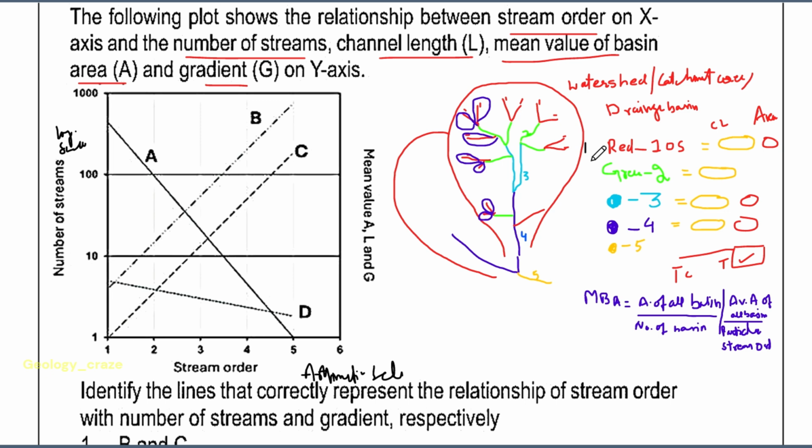First order, I will write 14. In second order, 1, 2, 3, 4, 5, 6, we are getting 6. In third order, we are getting 2. And in fourth order, we are getting only 1. Suppose, since this is a small basin, I will multiply with this and make it in thousands. I will add 20.